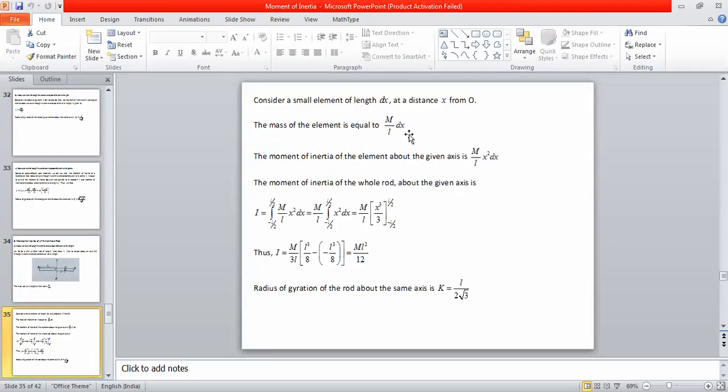M by L times dx, where capital M is the mass of the rod, small l is the total length of the rod, and dx is the length of the element. Okay? Now, using this expression for the mass of the element, it is possible to find the moment of inertia.